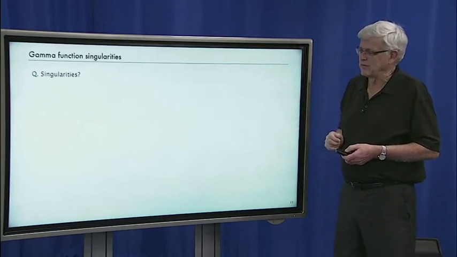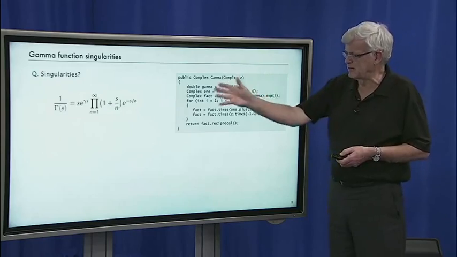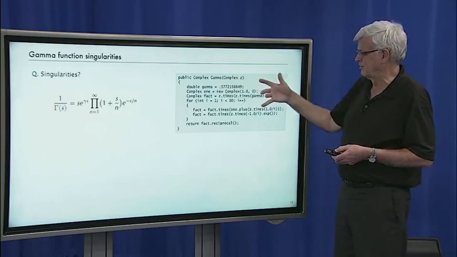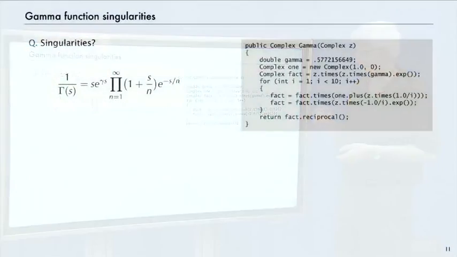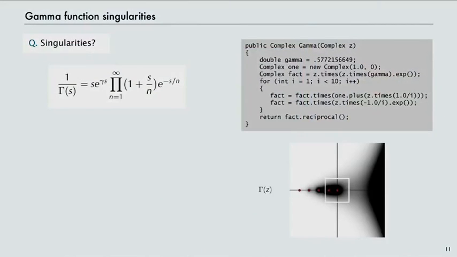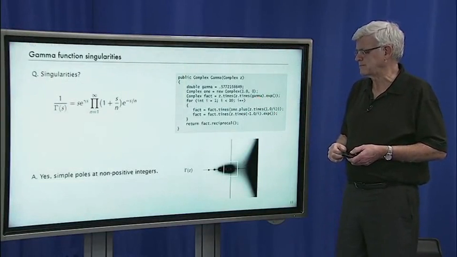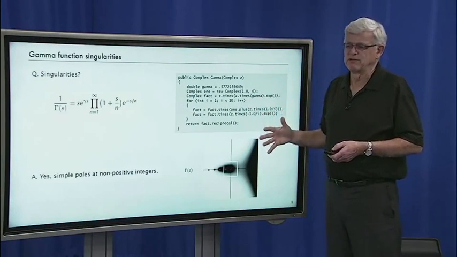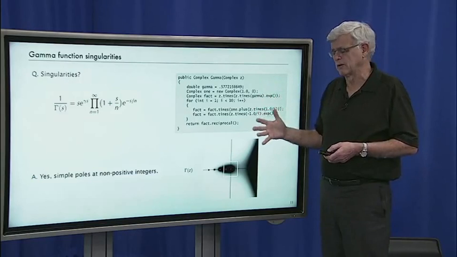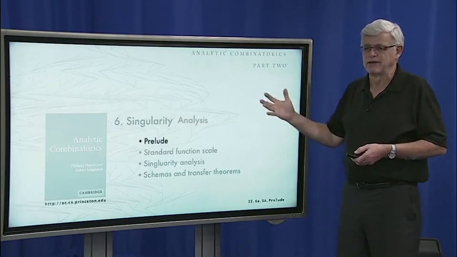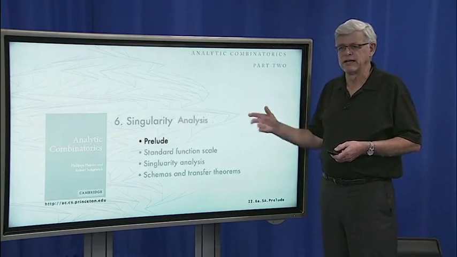What about singularities of the gamma function? Well, we can use that Weierstrass representation to just compute the gamma function, and we can then develop a plot. And that's the plot of gamma of z, and from the plot it's clear that there are singularities, and there are other ways to show it. So actually the gamma function has simple poles at the non-positive integers. So with all those basic properties now, we're prepared to start to take a look at singularity analysis. That's a prelude, the square root, log, and gamma functions.